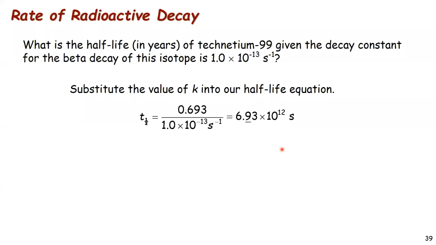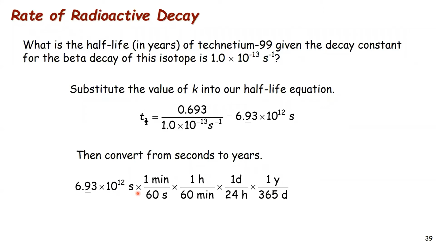So we're going to convert that to years. Of course, there are 60 seconds in a minute, so the seconds will cancel. There are 60 minutes in an hour, so the minutes will cancel. There are 24 hours in a day, so the hours cancel. And we're simply going to say there are 365 days in a year, even though it's more like 365.25. We're just going to use 365 days in a year. So the days cancel, and that gives us our years.